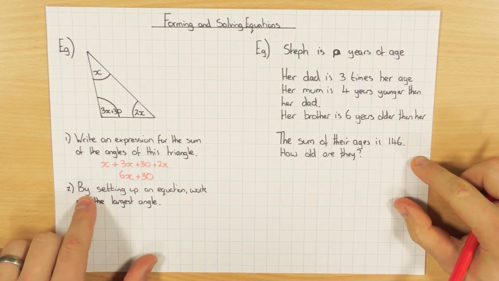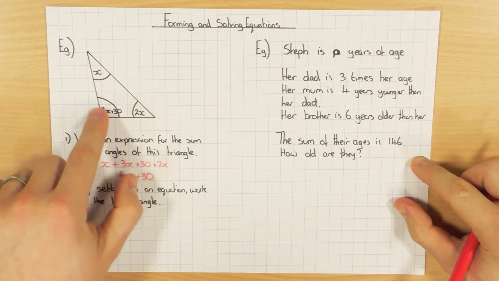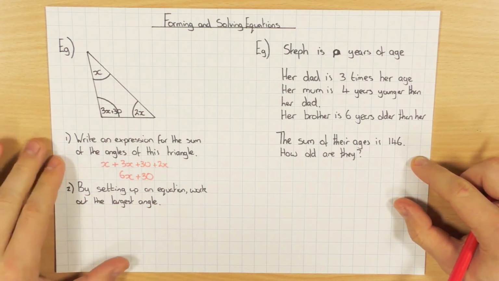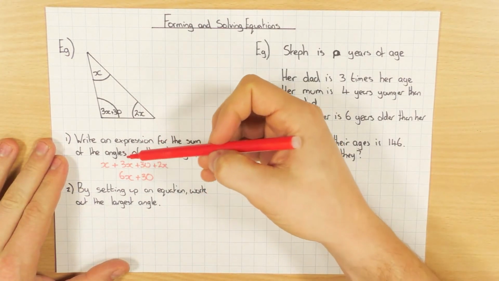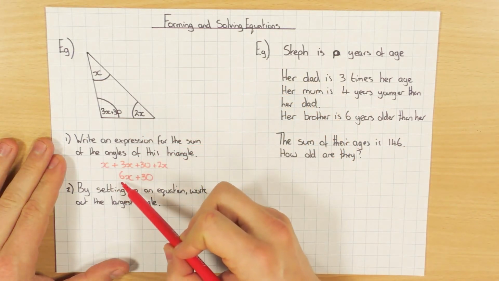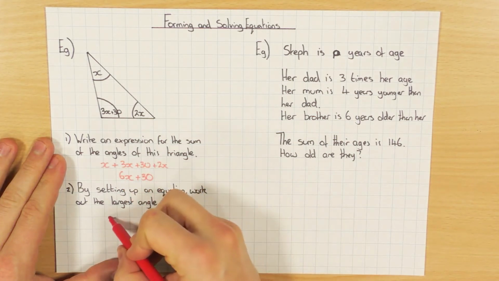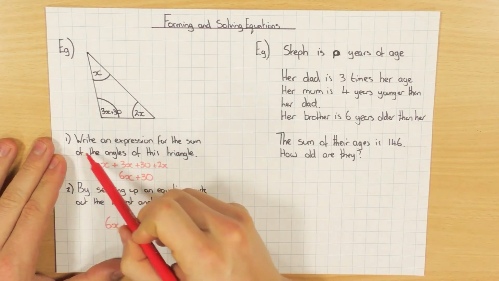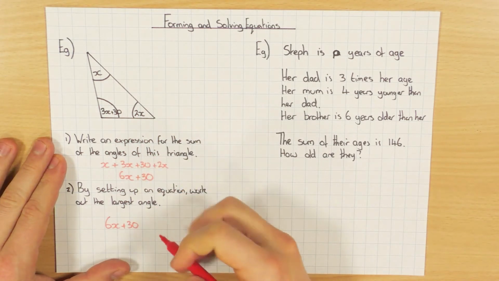Part 2, by setting up an equation, work out the largest angle. Now to work out the largest angle, I actually need to know what the value of x is. This is where setting up an equation comes in. So what we need to do first is this here, 6x plus 30 is our first little clue. We know that that is when you add all of the angles up, but it's an expression. We need to form an equation.